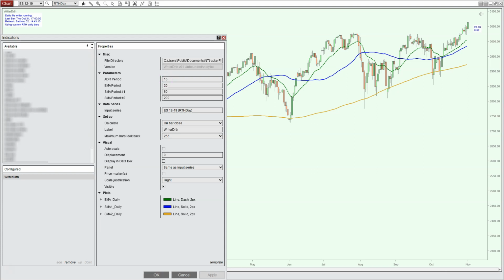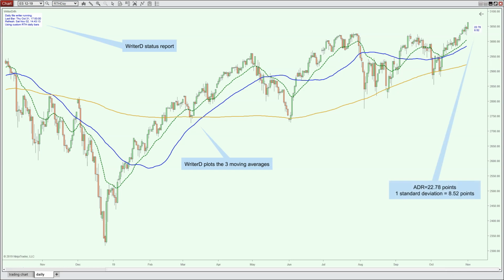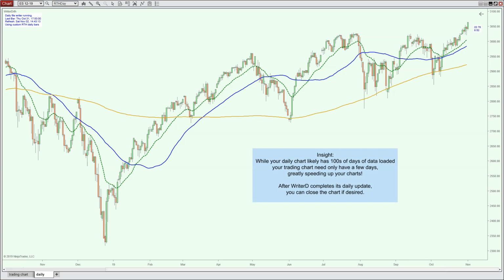At the start of every new RTH or ETH session, NinjaTrader closes the bar for the prior session. Rth then updates its information and writes it to a text file that TrackerRTH can then use. After you first load and set up Rth, you should never need to touch it again.